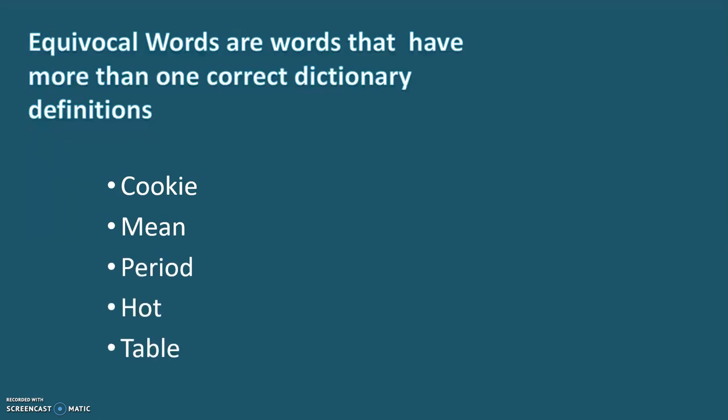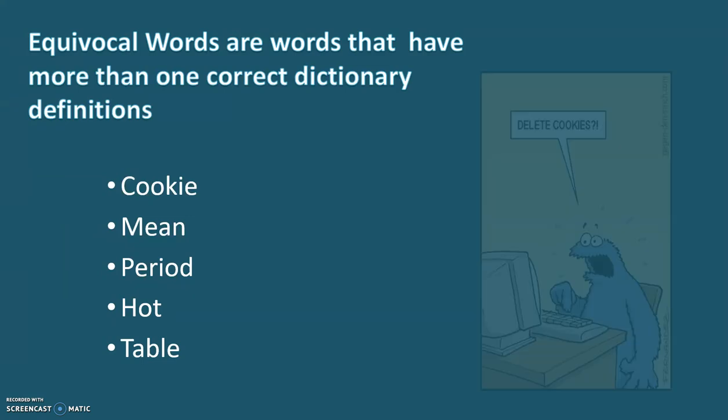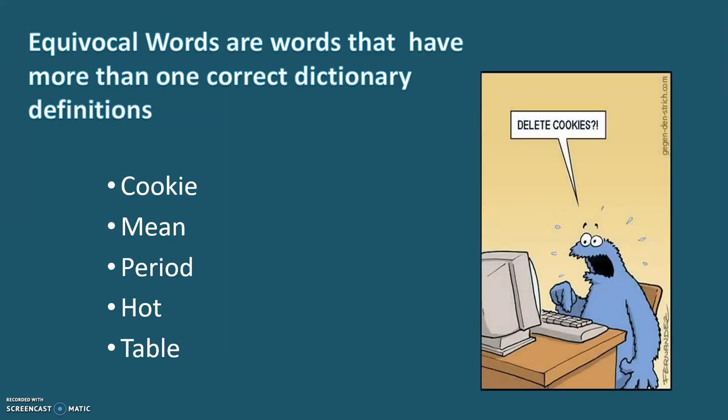Here are some examples. Now let's take the word cookie. A cookie could be a baked sweet treat, most often containing chocolate chips. Or a cookie, when used in the context of internet browsing, refers to a small text file that is stored in a user's computer either temporarily for that session or permanently on the hard disk, and is created by a website. Check out Cookie Monster. He's confused.